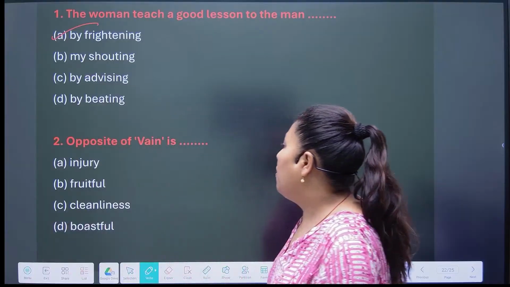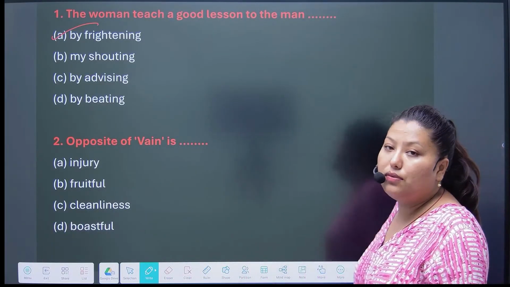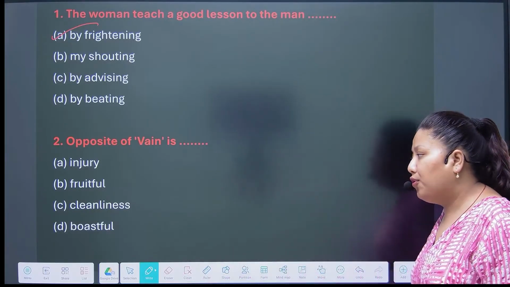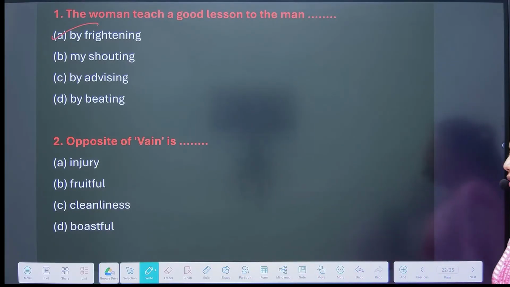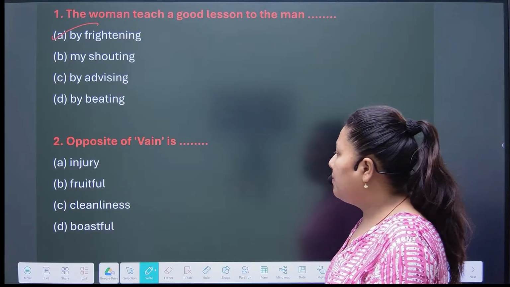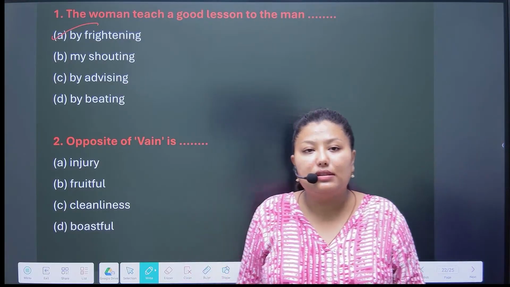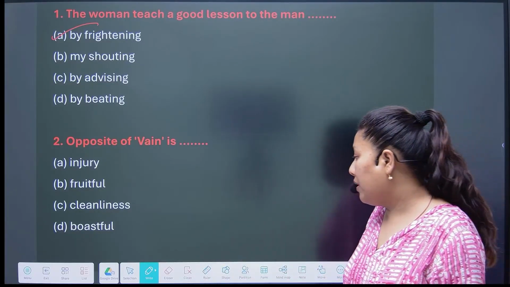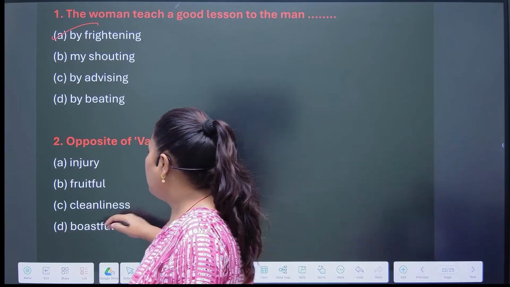Next, opposite of vain is. So what is the opposite word for vain? Options are: injury, fruitful, cleanliness, boastful. So vain means something which is useless, or in which there is no work. So the opposite of vain is fruitful.